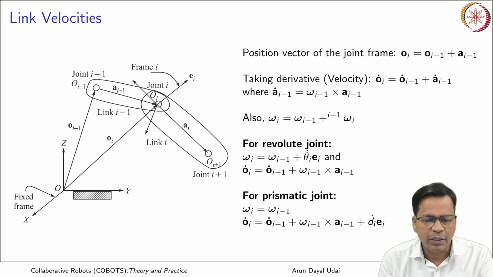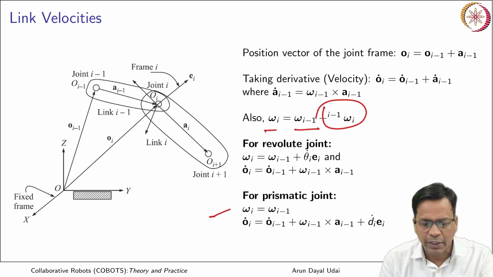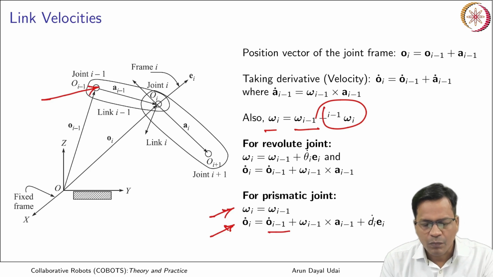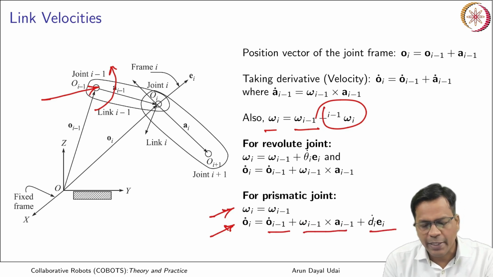In case of prismatic joint, because the joint itself does not have any angular velocity, next link angular velocity is exactly equal to previous link angular velocity, and now you have linear velocity because of three different components. First one is linear velocity over here, and linear velocity due to the rotation of this link, okay, and linear velocity because of expansion of the joint, okay. So that is due to the expansion of di, okay. So that is always there.